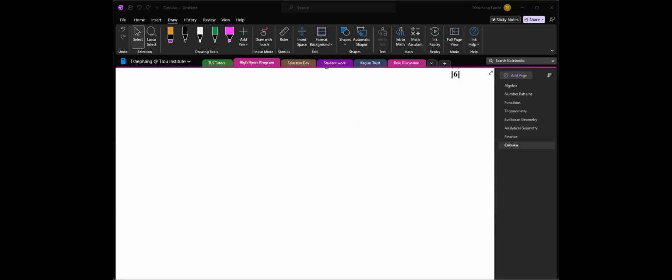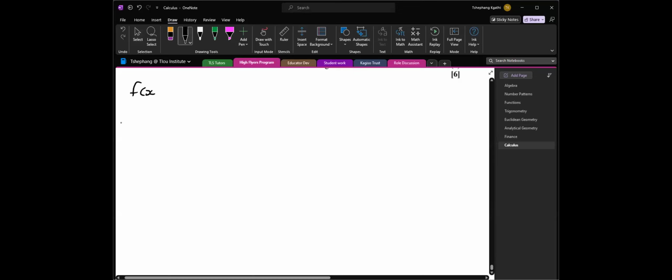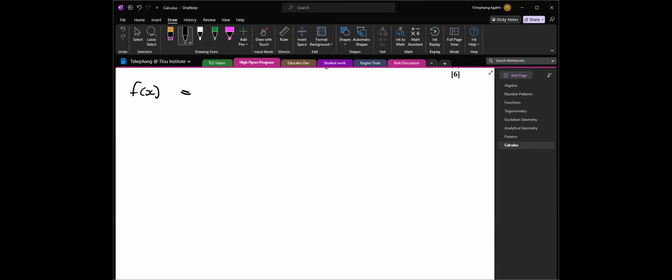Just a second. Before we jump to application of calculus, suppose we have a function which is f of x is equal to... just a second, let's see if this one is going to work.